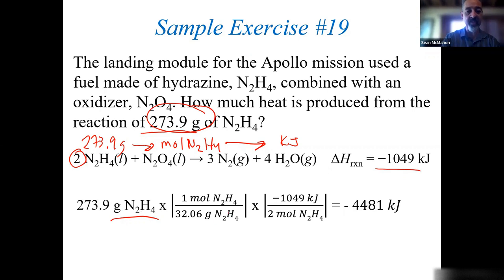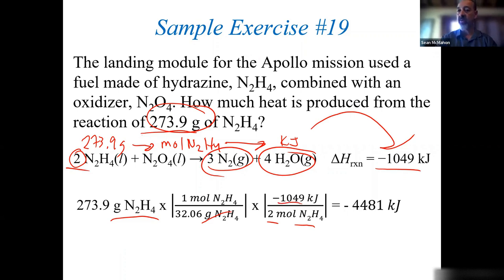So I have grams of N2H4, 1 mole. Now, I don't have to convert to moles and then to grams because they're not asking for grams of a product. They're asking for heat. So I could just say there's 2 moles of N2H4 per 1,049 kilojoules released. When I do the calculation, I get this. And what I see is this is an exothermic reaction. It's releasing energy.